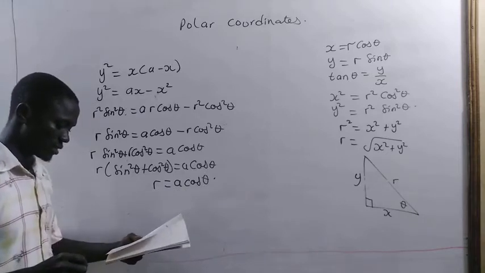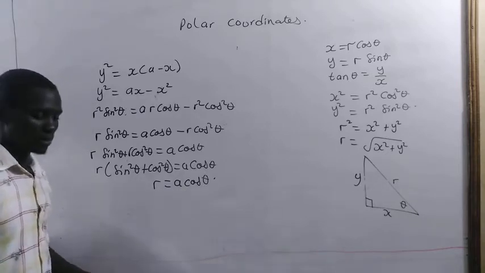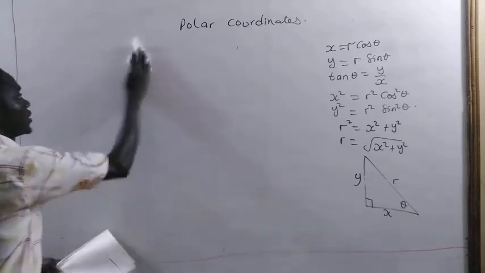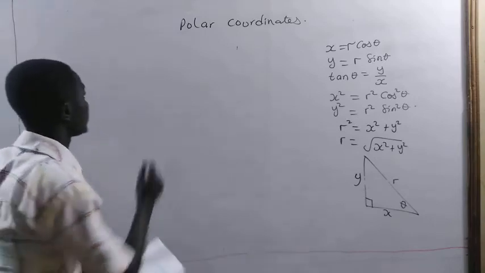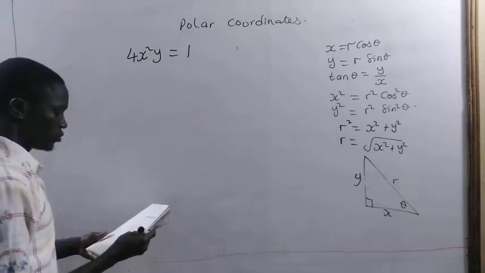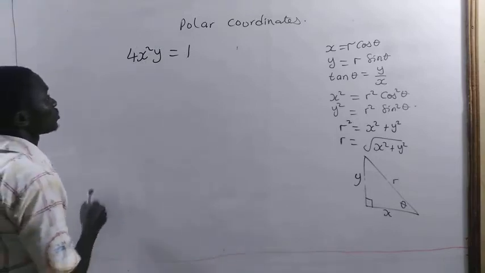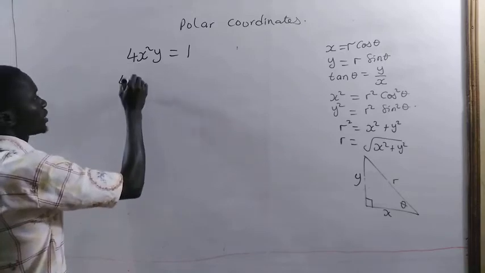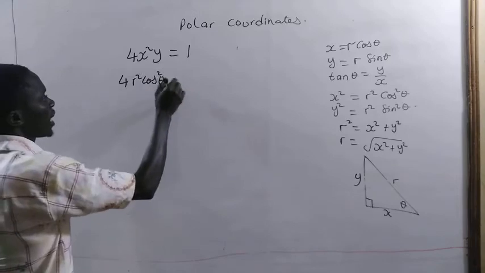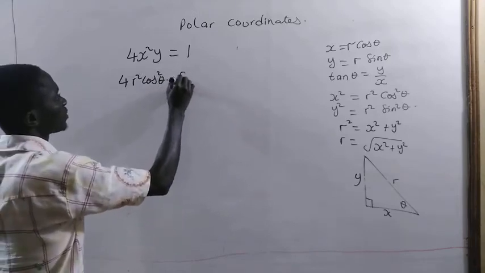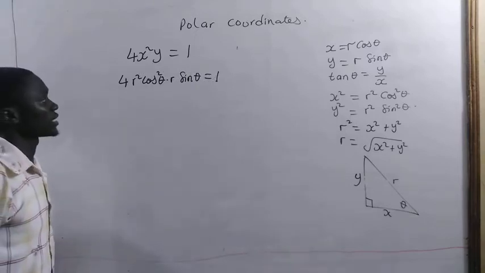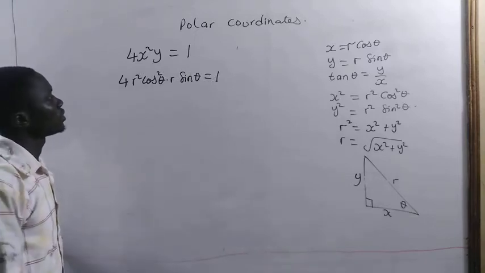Let's take the next one. The next one is this one. If I have 4x squared y equal to 1, how do I do this one? This one is very simple. So we take 4, x squared is r squared cosine of theta squared, and y is r times sine of theta equal to 1. Very, very simple as that.